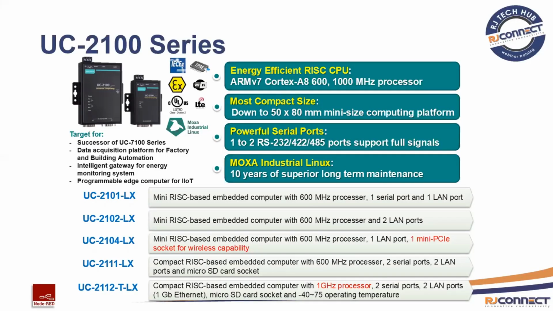Then we've got a little bit bigger one, or the same size actually, but it comes with 2 LAN ports. Then we've got the 2104. It's got a LAN port and a mini PCI Express socket for wireless capability, meaning you can add a mini PCI Express wireless module to this unit to give it either wireless or cellular connectivity. Then we've also got the UC2111 with 2 serial ports, 2 LAN ports, as well as a micro SD card socket. And then we've got the 2112.